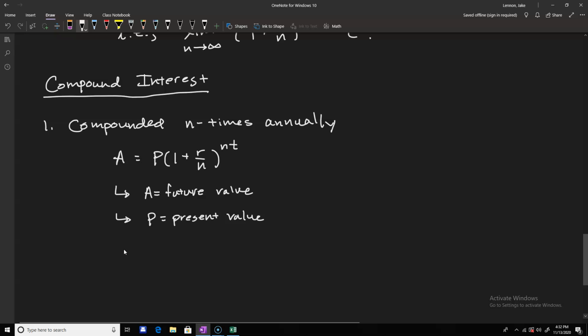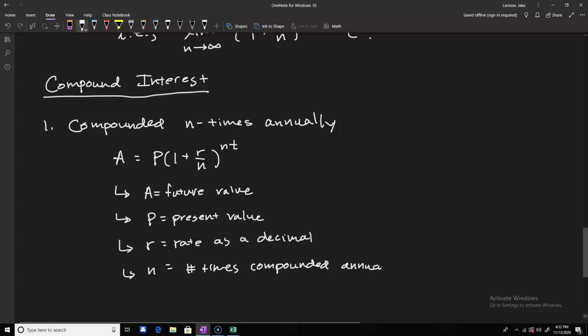R is your interest or earnings rate as a decimal. So for instance, if it were 5%, for r you would put 0.05. n is the number of times compounded per year. And t is the time invested in years. So that is your formula, and that's what each of the letters means.